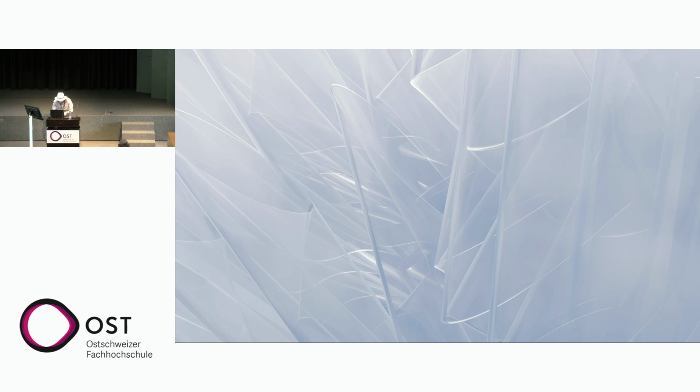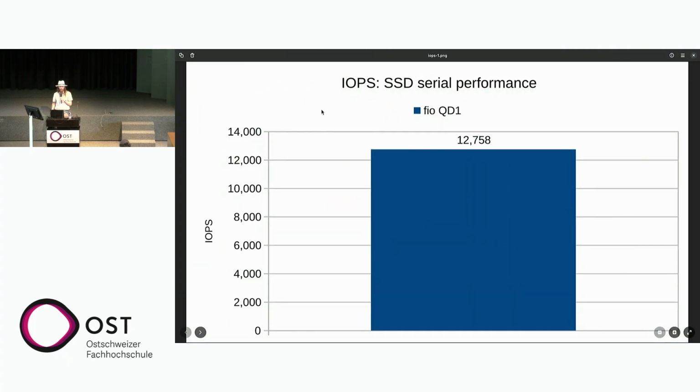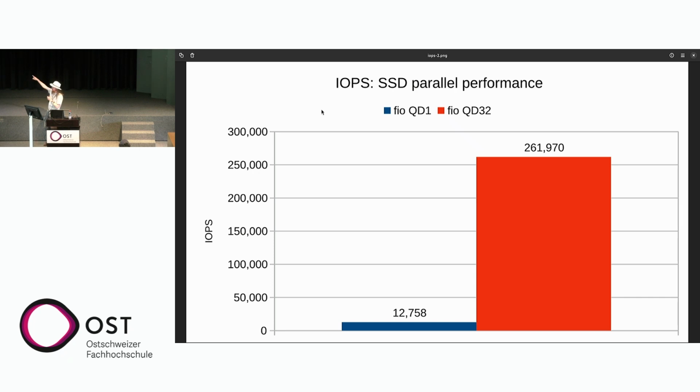So we want Haskell to be fast, but one area where we are not fast is disk I/O. SSDs are fast, right? My laptop, I'm getting 12,000 operations per second. Sounds really good, but actually it's rated for 1 million, so that's not very good. But that is at queue depth 1. SSDs are slow serially, but fast in parallel. In parallel, with queue depth 32 on a single core, I can get 260,000 operations per second.